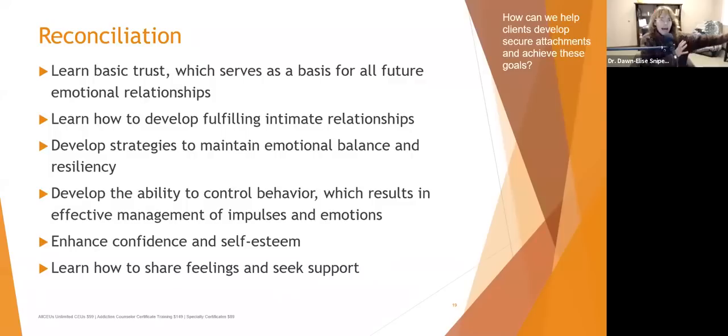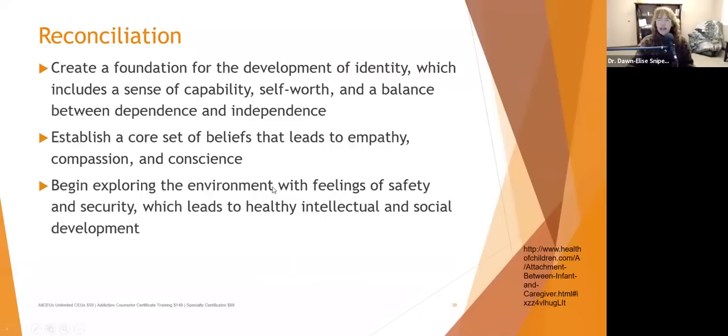Again, if that initial relationship didn't exist, if there wasn't a safe home base to come back to and go, I don't know what I'm doing here, then they never learned how to share feelings to get support. They may have shared feelings and got them stepped on, or shared feelings and got them ignored. Create a foundation for the development of identity, which includes a sense of capability, self-worth, and a balance between dependence and independence. Obviously, this is good treatment planning here.